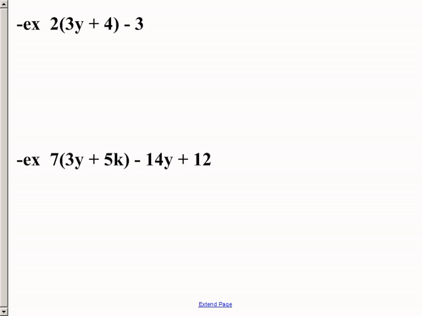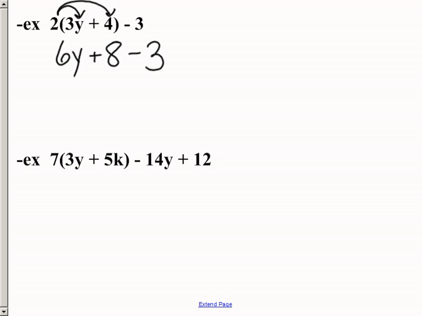So 2 times the sum of 3y and 4 minus 3. So I can still do 2 times 3y is 6y. 2 times 4 is 8. If you need to do the area model or you need to write 3y plus 4 twice and show how you add it to be sure that that's right, go ahead and do that. If you don't, that's okay too. And then we still need to copy down the minus 3.